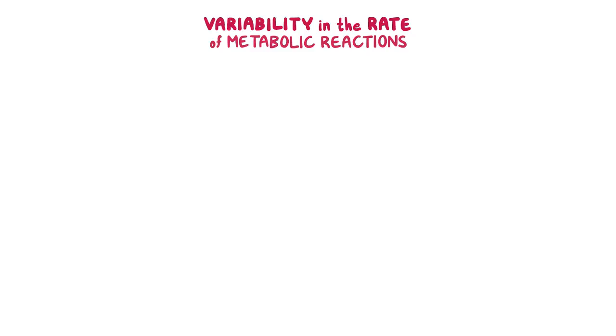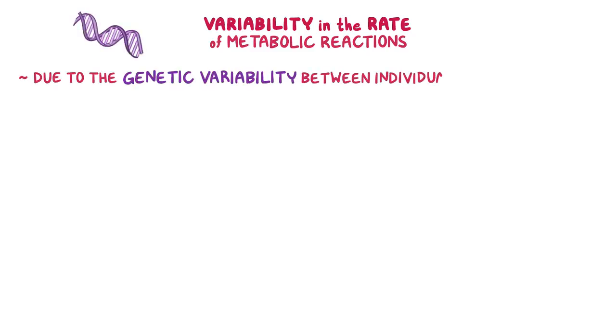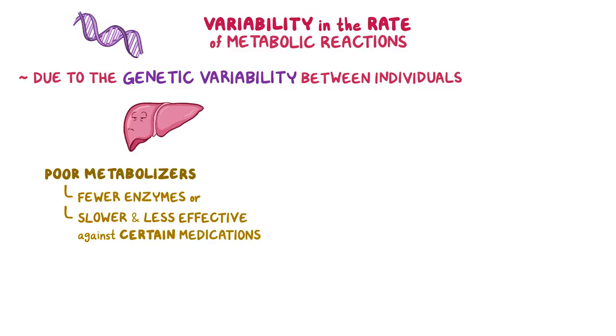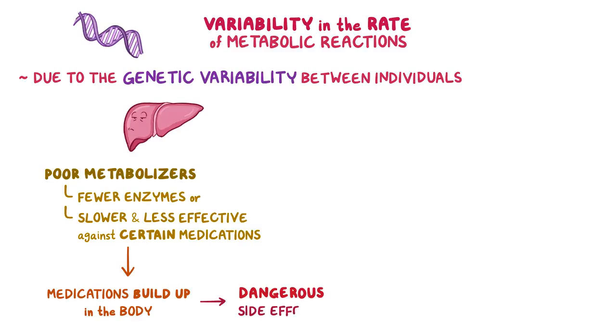Something to keep in mind is that there's a huge variability in the rate of these metabolic reactions. So first of all, this is due to the genetic variability between individuals. This means that because of their genetic makeup, some people, known as poor metabolizers, have fewer enzymes, or enzymes that work more slowly and less effectively against certain medications. So these medications tend to build up in the body, resulting in dangerous side effects.